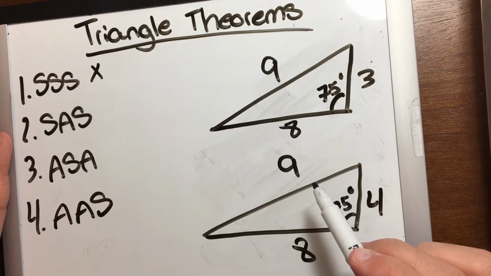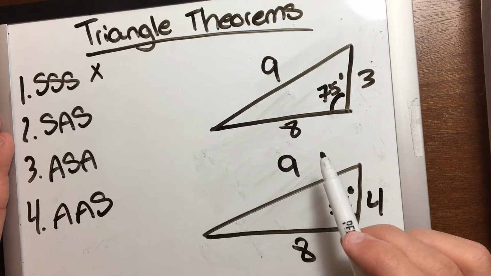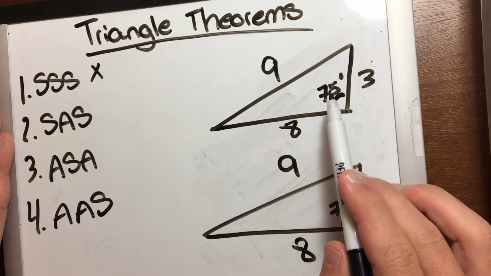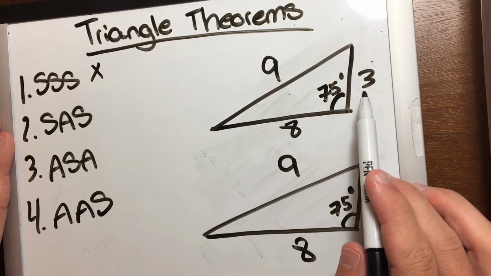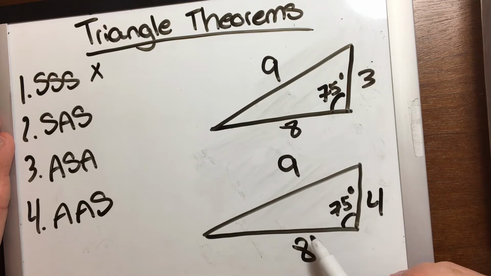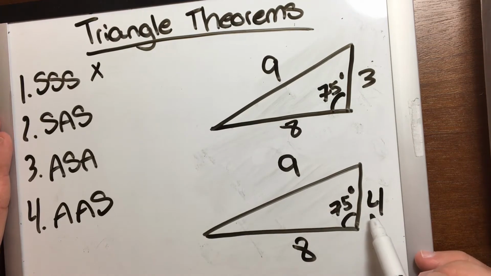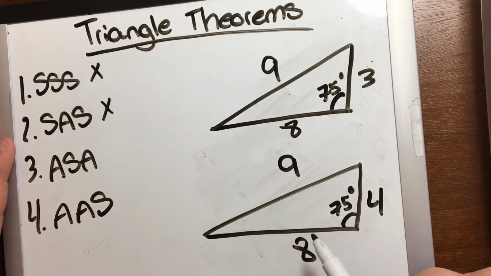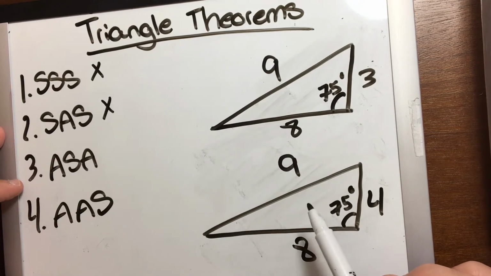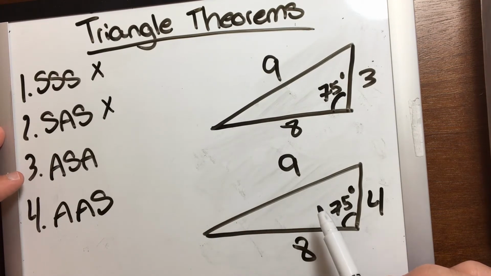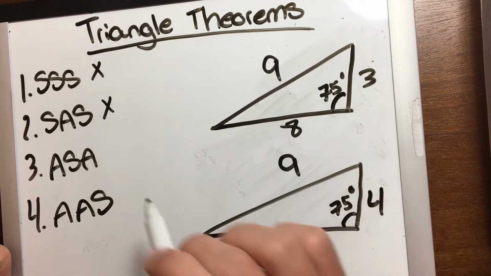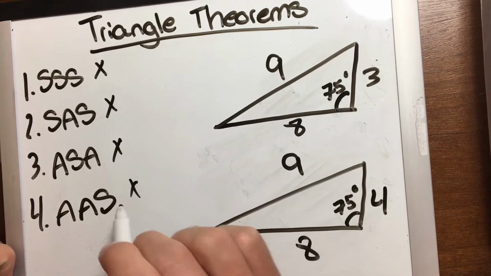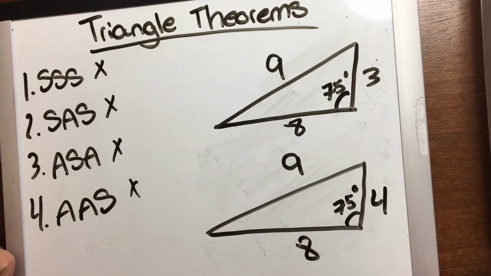We can go down to side angle side theorem. Let's look. We have 8, 75, and 3. No, that won't work. 8, 75, and 4. Nope, that won't work either. So that can't be right. But because they don't give us another value for angle side angle or another angle angle side, there's no other angle value, then we can conclude that neither of these triangles are congruent. So this would be a trick question.